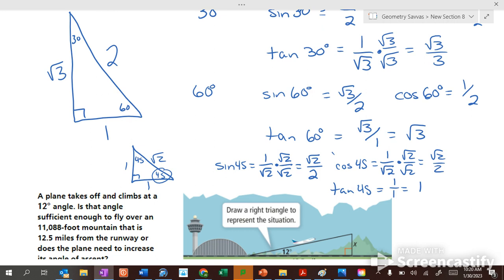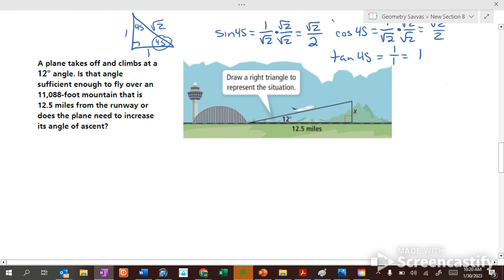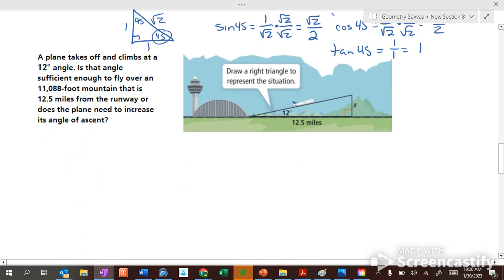Okay. Now we're going to get into problems. A plane takes off and climbs at a 12-degree angle. Is that angle sufficient to fly over the top of an 11,088-foot mountain that is 12.5 miles from the runway? Or does the plane need to increase its angle of ascent?